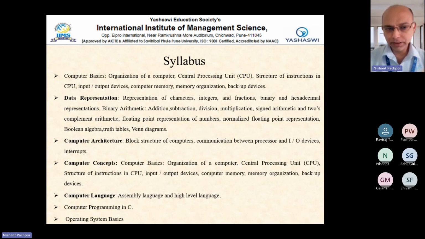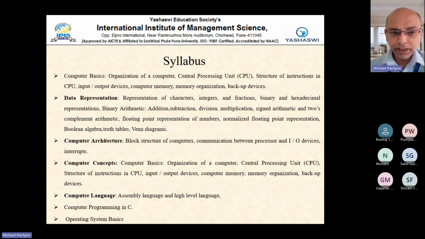First, computer basics is given in the syllabus: what is the organization of a computer, then after that the central processing unit. This is the main part of your computer. Then the structure of instructions in the CPU, how the data flows from the input device through the central processing unit to the output device, and finally the output is generated. Then computer memory organization and backup devices. We will go with that syllabus also.